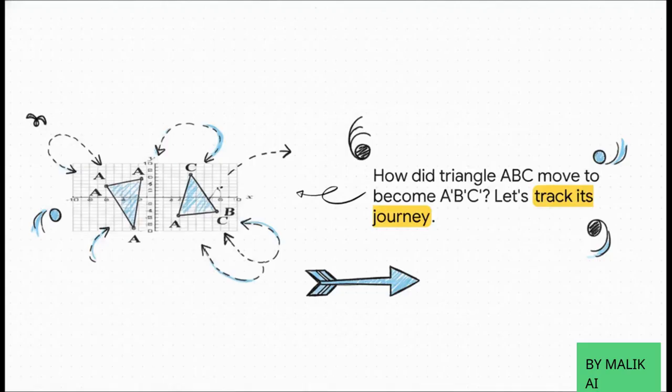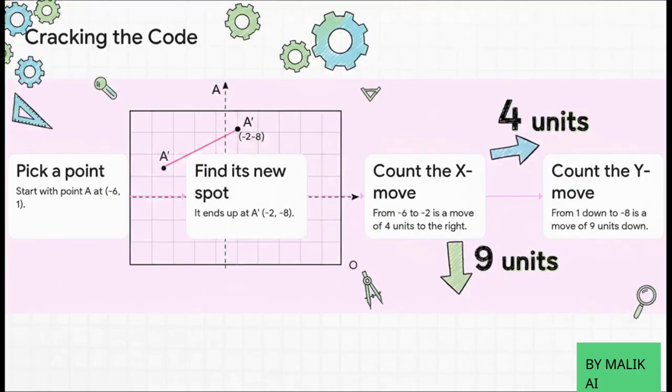So here we've got a classic before and after. We start with our OG triangle, ABC, and it moves to this new spot and becomes triangle A', B', C'. Our job is to be the detective and describe exactly how it made that journey. This kind of move, just a simple slide, has a special name, a translation. So how do we crack this code?